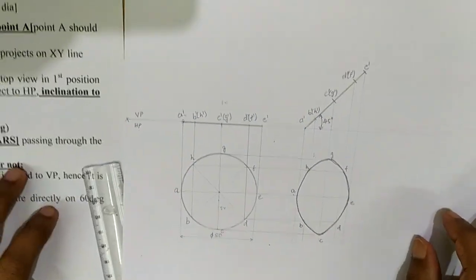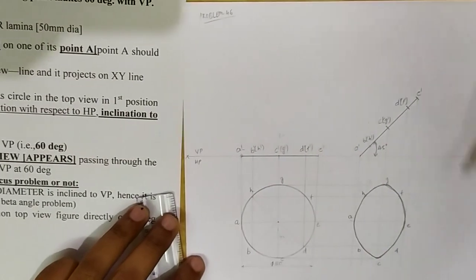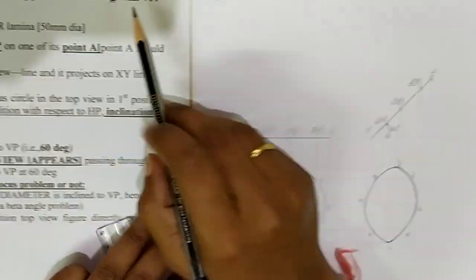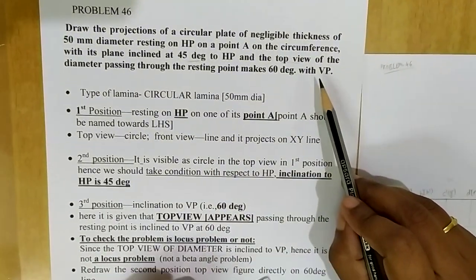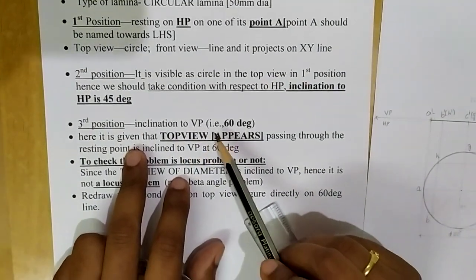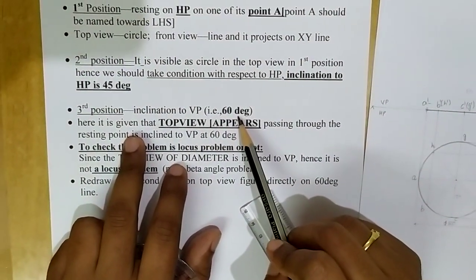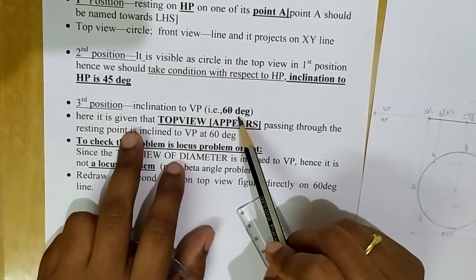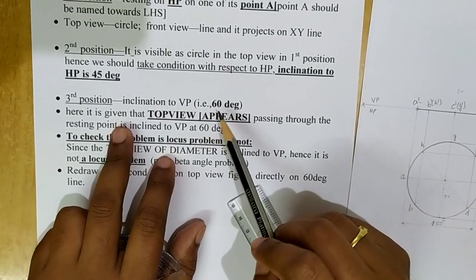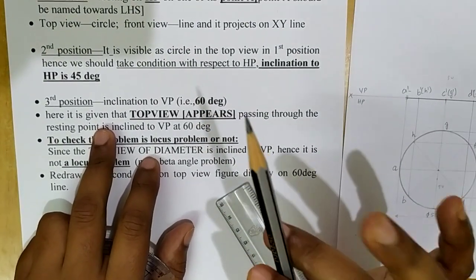So what is the third position? Inclination to HP is done. Now I should take the inclination with respect to VP. So the third position is the condition with respect to VP, that is the inclination he has given, which is 60 degrees. Now let us see what is making an angle of 60 degrees with respect to VP.